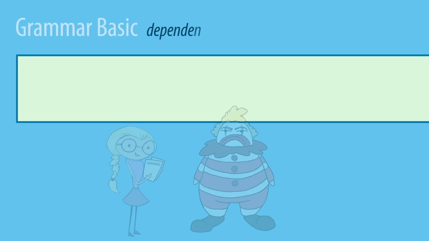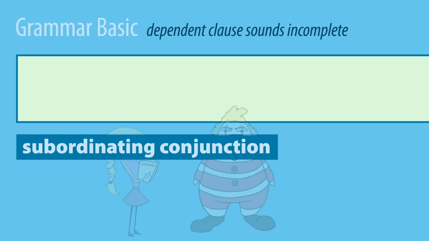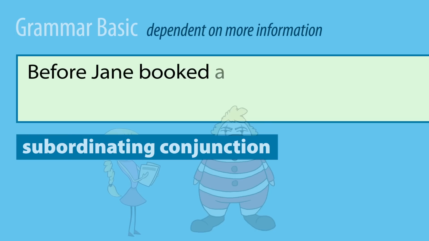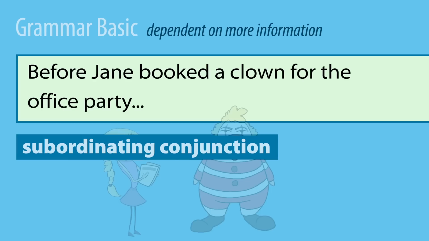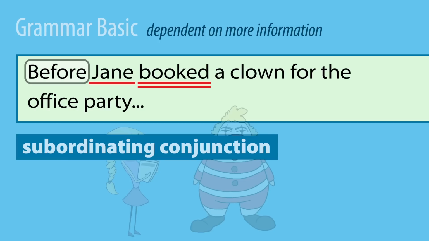A dependent clause sounds incomplete. It has both a subject and a verb, but something called a subordinating conjunction makes it dependent on more information to make sense. Before Jane booked a clown for the office party, it's still a clause. It has both a subject and a verb, but it is a dependent clause. It sounds like it needs more information. The subordinating conjunction before makes it incomplete.